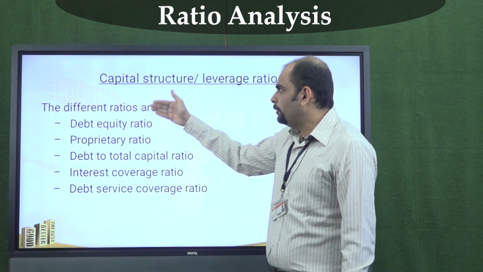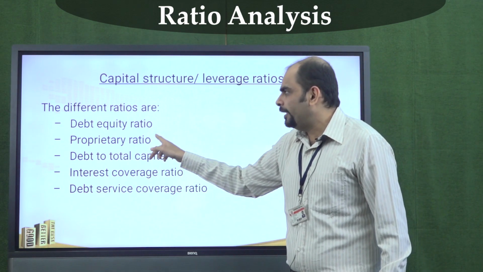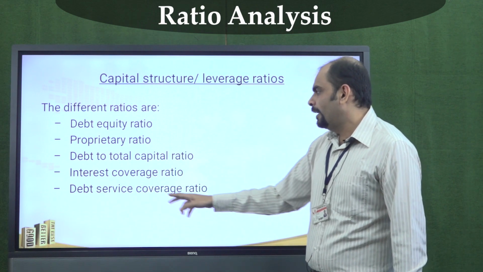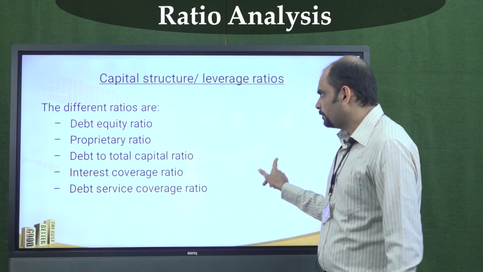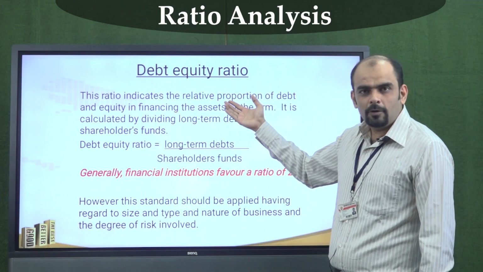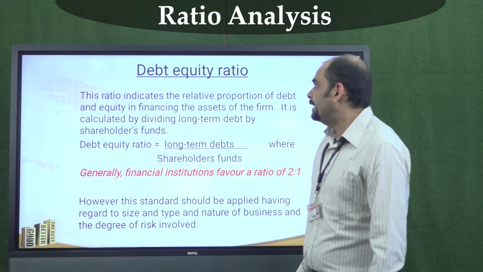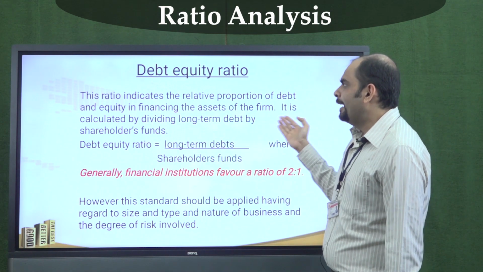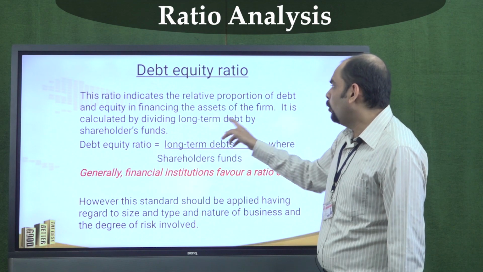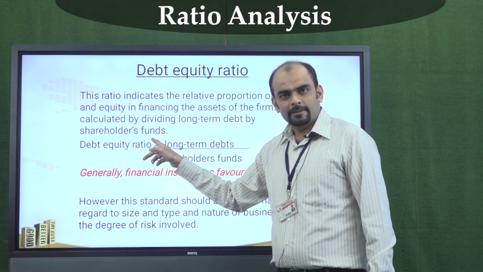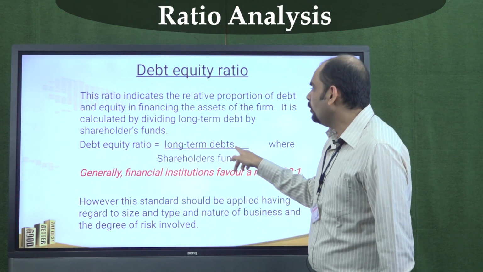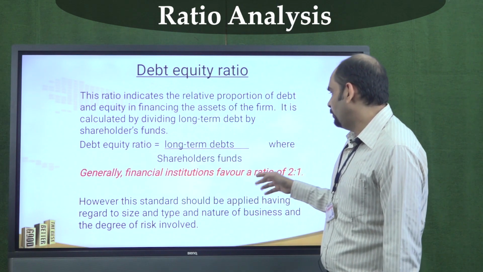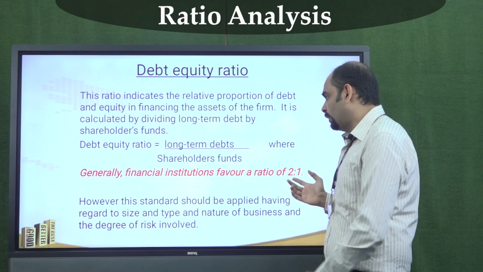These are the ratios that you calculate under this category: debt equity ratio, proprietary ratio, debt to total capital ratio, interest coverage ratio, and debt service coverage ratio. Let us first talk about the debt equity ratio. This ratio indicates the relative proportion of debt and equity in financing the assets of the firm. It is calculated by dividing long-term debt by shareholders' funds. So debt equity is long-term debts upon shareholders' funds, where generally financial institutions favor a ratio of 2:1.